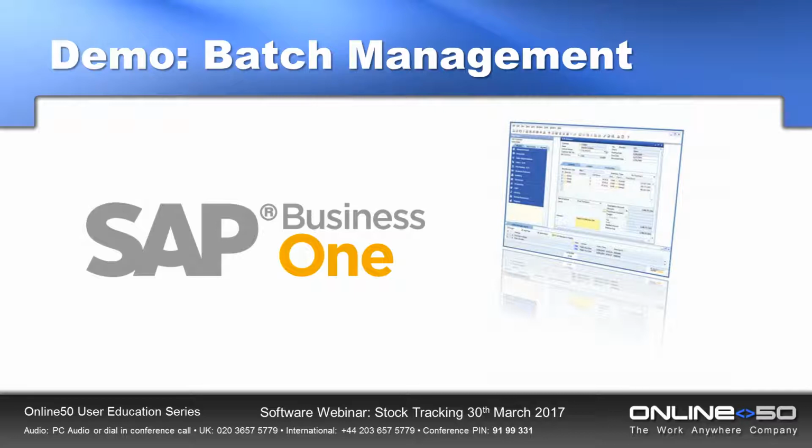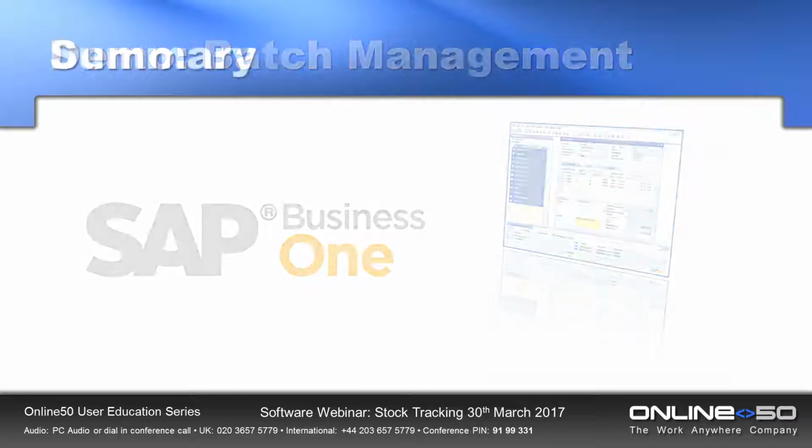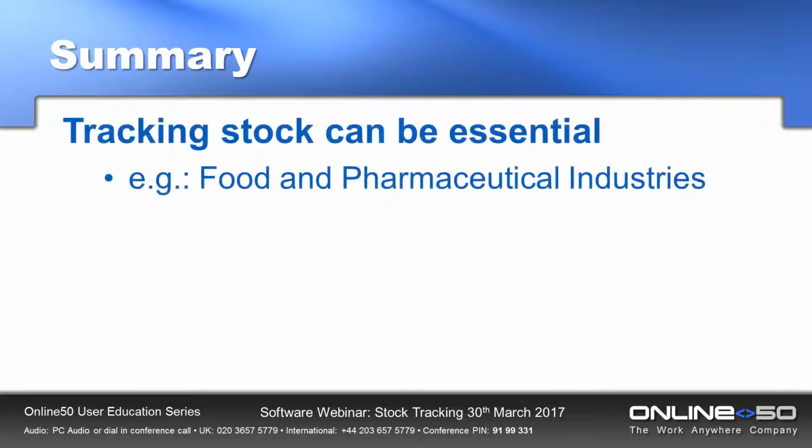So, thinking about the business reasons that we're looking for. For some industries, tracking stock is essential. So we obviously think of food and the pharmaceutical industry as prime examples of that. But there are lots of industries where tracking either serial numbers or batches is important. Tolerance in engineering, as I say, purity of refined substances, etc. There's lots of reasons why we might want to do that.